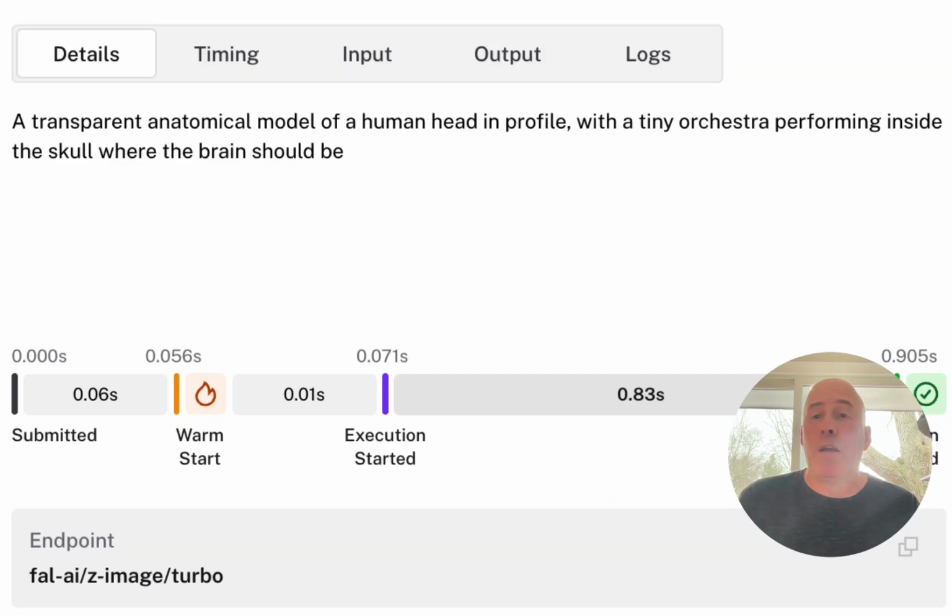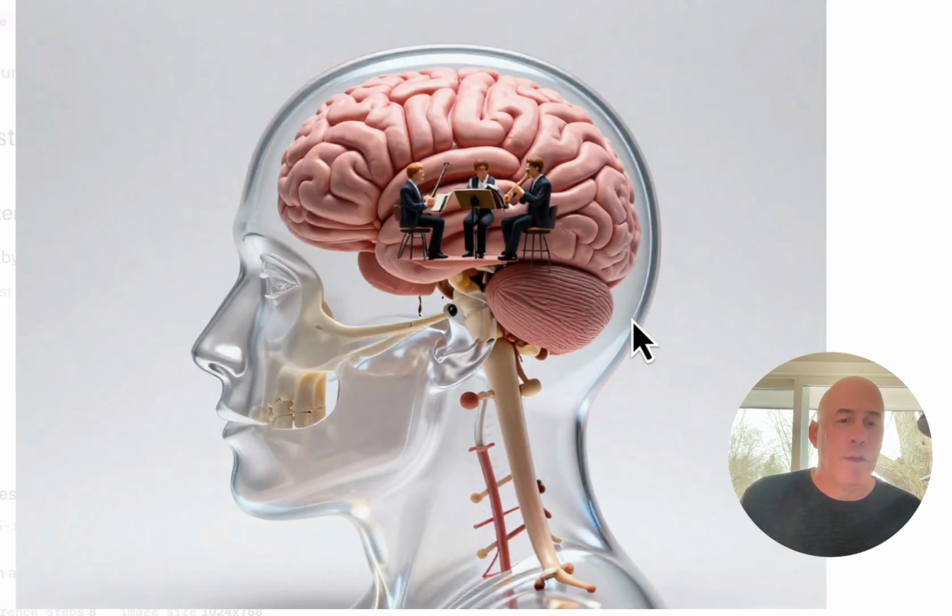A transparent anatomical model of a human head profile, tiny orchestra performing inside the skull where the brain should be. Let's take a look at Z image. The brain is still there. I guess that's okay. We'll have to see what the other models do and how they handle this, but it is a transparent skull.